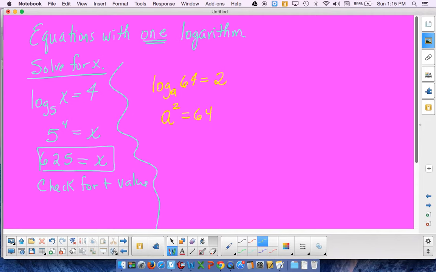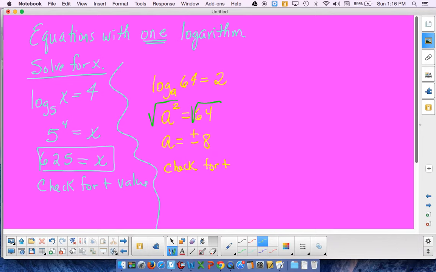What do I then do? Normal algebra to solve it? Sure, I square root both sides. And because I'm square rooting both sides, I get both answers of plus or minus 8. Okay, do you have to check it? Yes. Since the variable is part of the logarithm, you have to check again for a positive value.